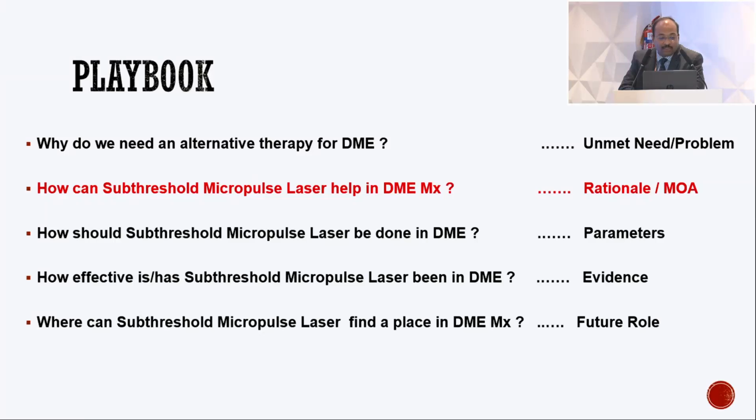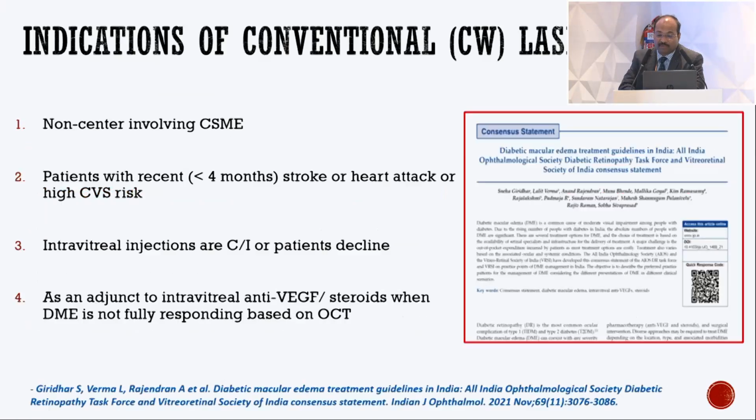Now, how can subthreshold micropulse laser help in DME management? The rationale. So with the conventional laser that we had in DME, the indications, and this was a publication we had put out from our AIOS group in the Indian Journal of Ophthalmology: the surviving indications for conventional laser are non-center involving DME, patients with recent stroke or heart attack, or those with a high cardiovascular risk, and therefore where you might want to avoid intravitreal injections such as bevacizumab, or patients themselves decline a repetitive therapy, or as an adjunct to intravitreal anti-VEGF or steroids when DME is not fully responding based on OCT.